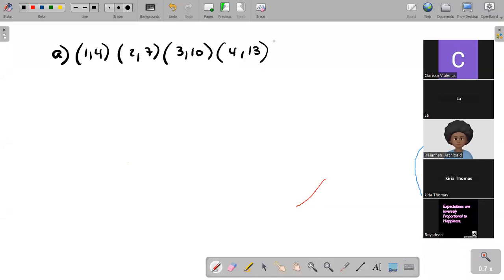All right. What type of relation is this? Is this a 1-to-1, 1 to many, many to 1? Which one? Because you can't state if it's a function without saying which one it is. Talk to me, people. Is it a 1-to-1, 1 to many, many to 1?